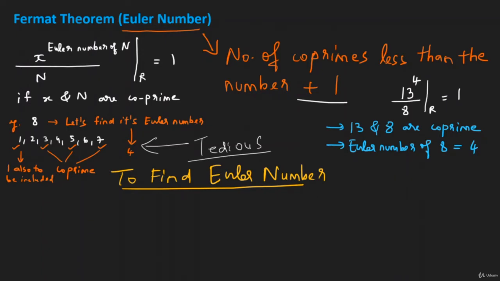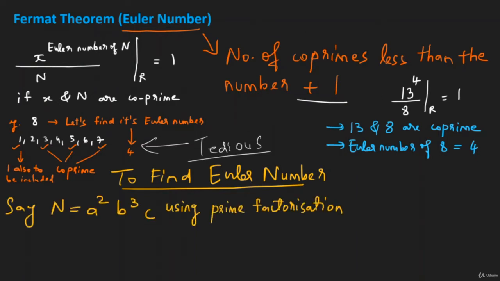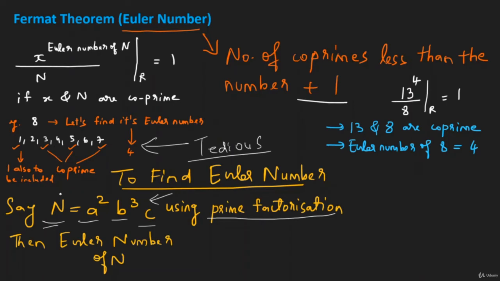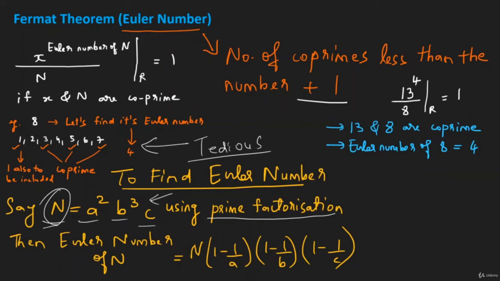So say you're given a number n and you prime factorize it, and you get n equal to a square into b cube into c. We have already seen what prime factorization is. So a, b and c are prime numbers, and n is written as a square into b cube into c. Now if you have achieved this, you can easily find the Euler number of n. That would be equal to n into (1 minus 1 by a) into (1 minus 1 by b) into (1 minus 1 by c).